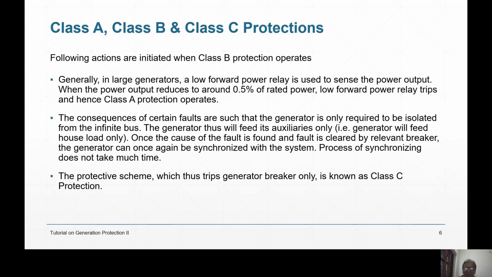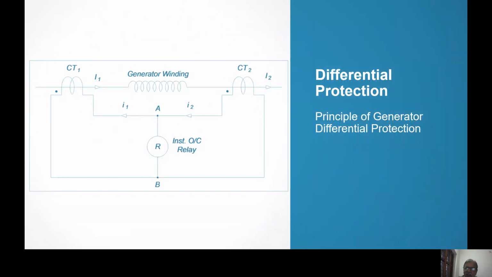Required braking will be done, but the generator will be running at 10% load. So when you find out the reason that a breaker did not trip, some line breaker did not trip, you trip it manually and then synchronize the generator with the bus. That is hardly a 5 minute, 10 minute job. Therefore, class C protection is very important.